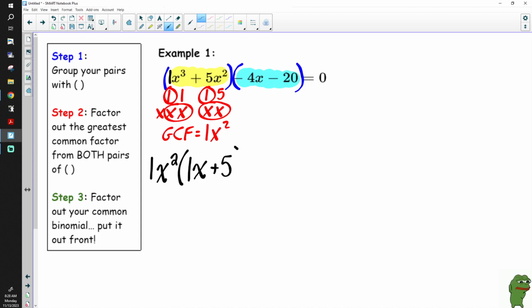So after finding the GCF of the first group, we are left with this. 1x squared times 1x plus 5. And now we're going to do the exact same thing to the second group. Again, think of 2 little mini problems. So what are the factors of 4? 1 and 4, 2 and 2.